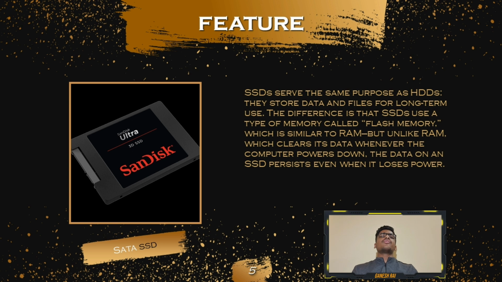So talking about the feature, SSDs serve the same purpose as HDDs. They store data and files for long-term use. The difference is that SSDs use a special type of memory called flash memory, which is similar to RAM, but unlike RAM, which clears its data whenever the computer powers down, the data on an SSD persists even when it loses power. SSDs use a grid of electrical cells to quickly send and receive data. These grids are separated into sections called pages, and these pages are where data is stored. Pages are clumped together to form blocks so that they can store more data.